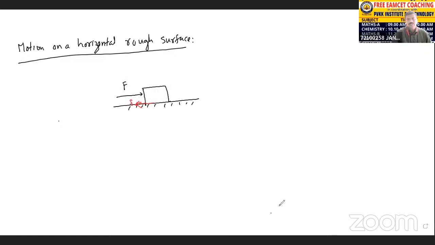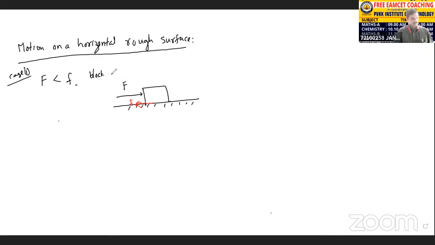The frictional force is in the opposite direction to F. If the external force we apply is less than the frictional force, capital F is the external force and small f is the frictional force, the external force is less than the frictional force. The body does not move. The block does not move.